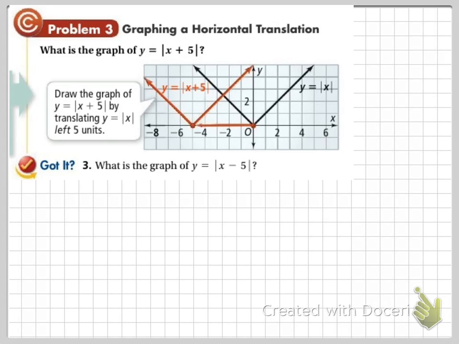This is 5.8b of Algebra. So we're going to look at absolute value functions again. In the last lesson we looked at moving them up and down. Now we're going to look at moving them horizontally, so left to right.